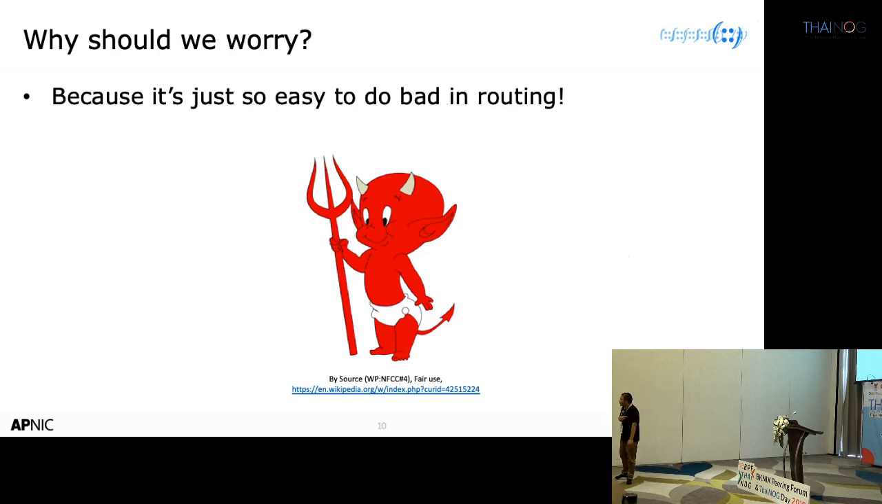This is just for fun. And I don't know why we should care, because like I mentioned, with BGP, it is so easy. Right? It's just so easy to do so much damage.